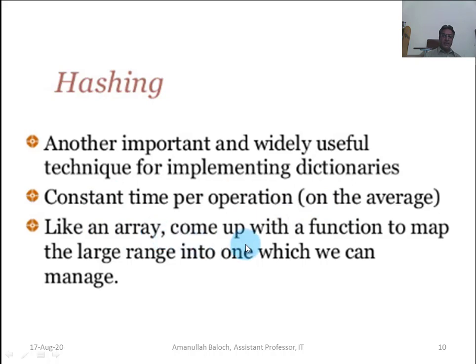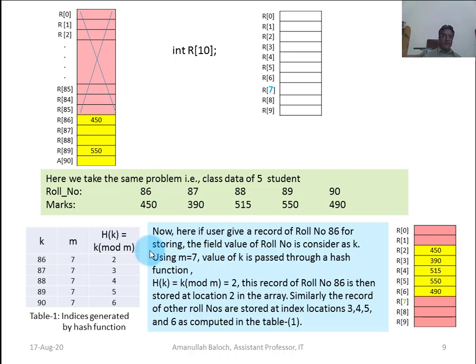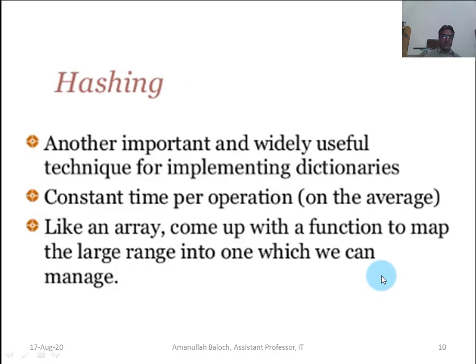Like an array, come up with functions to map the large range into one which we can manage. We have managed the large range into the short one. This was the large range and we have managed this in the short one. This was actually the explanation of this last point.